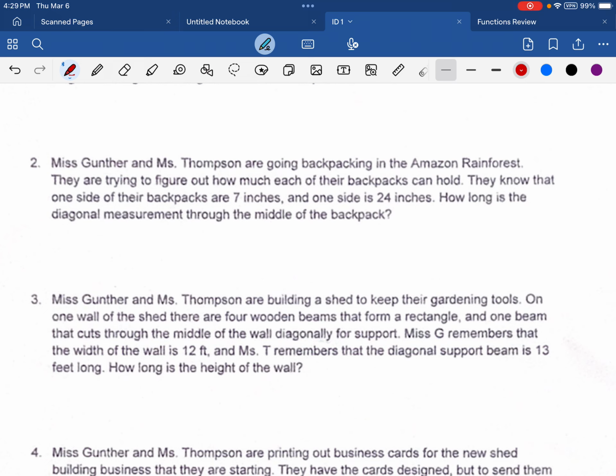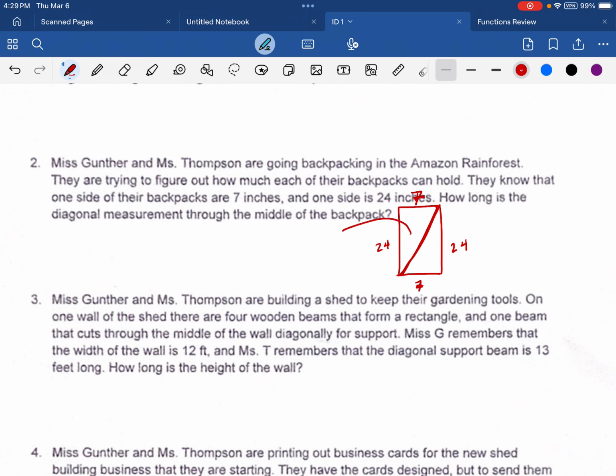They know that one side of their backpack is 7 inches. One side of their backpack is 7 inches, and the other side is 24 inches. This is not drawn to scale. How long is the diagonal measurement? So this would also be 24 because it's a rectangle. This one would be 7. How long is the diagonal length through the center of their backpack?